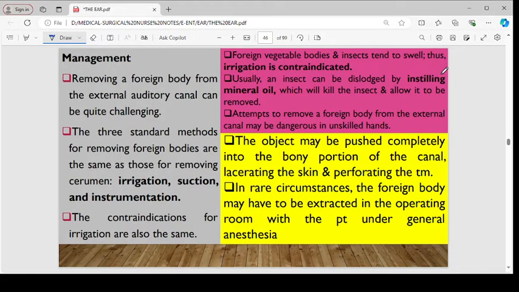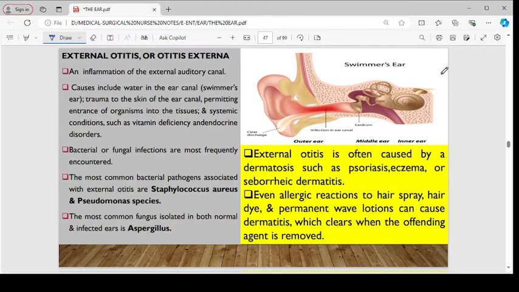Usually an insect can be dislodged by instilling mineral oil, which will kill the insect and allow it to be removed. Attempts to remove a foreign body from the external canal may be dangerous in unskilled hands. The object may be pushed completely into the bony portion of the canal, lacerating the skin and perforating the tympanic membrane. In rare circumstances, foreign bodies may also be extracted in the operating room with the patient under GA, right?